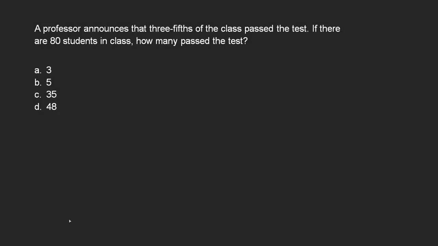A professor announces that 3/5 of the class passed the test. If there are 80 students in the class, how many passed the test? So the idea here is that I'm doing 3/5 of, which is also the same as multiplication, 3/5 of 80 equals how much? So let's write this out again. It's just 3/5 times 80.